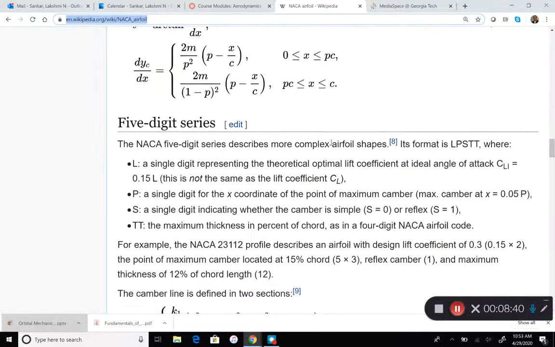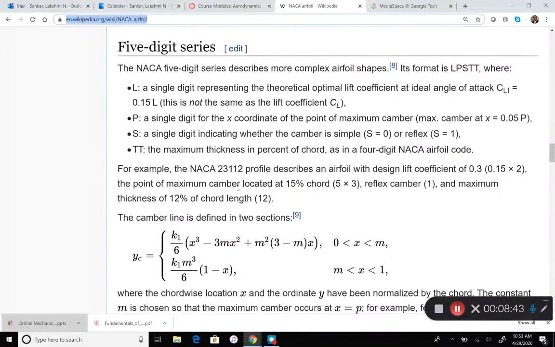Let's go to the 5-digit airfoil. It's more complicated. It's got 5 digits to it. 23112, for example, is an example. Again, the last 2 digits are the same. 12 means 12% thickness. TT. LPSTT is how we should remember. TT is the thickness-to-chord ratio, 12% thickness as a fraction of the chord. So if the chord is 1 meter, the maximum thickness, the total thickness between the upper surface and lower surface, is going to be 12%.